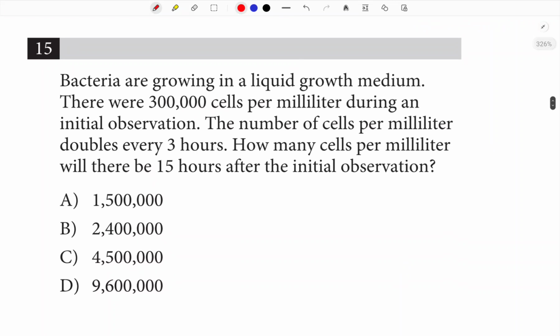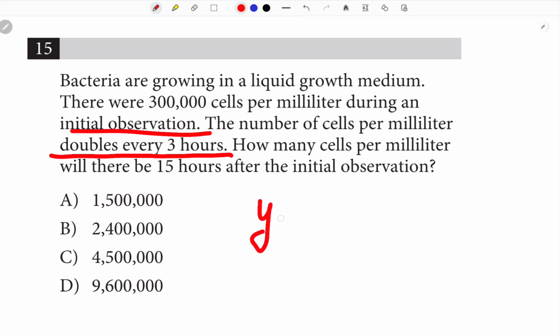Okay. Bacteria are growing in the liquid growth medium. There are 300 cells per milliliter during an initial observation. The number of cells per milliliter doubles every 3 hours. How many cells per milliliter will there be 15 hours after the initial observation? Yes, initial observation. What does it mean, initial observation?